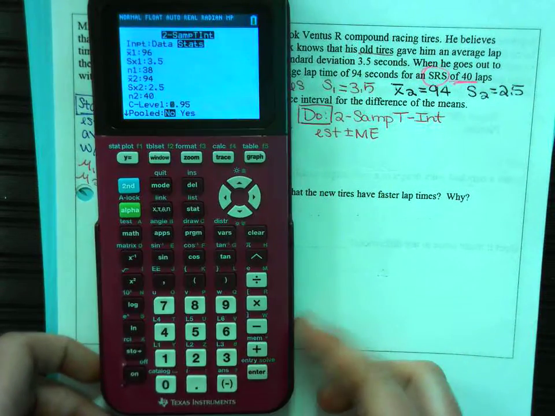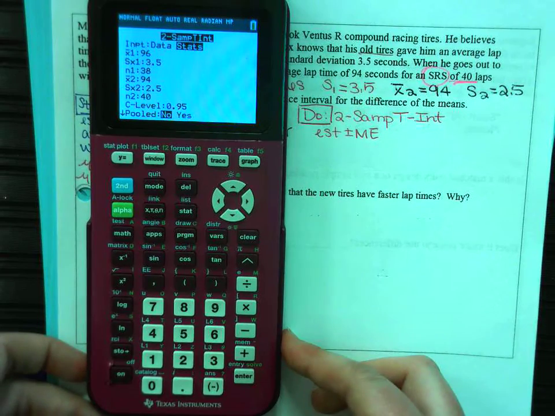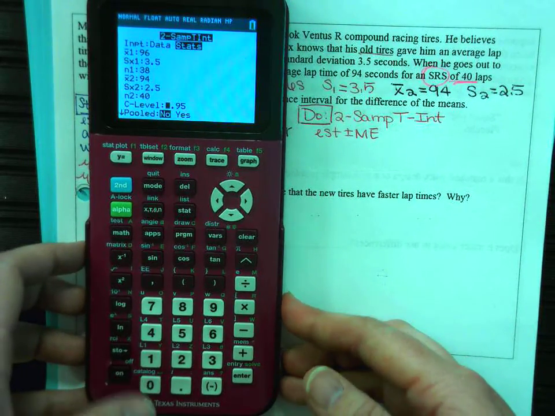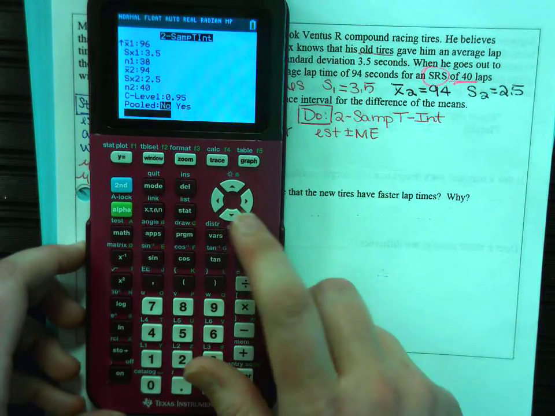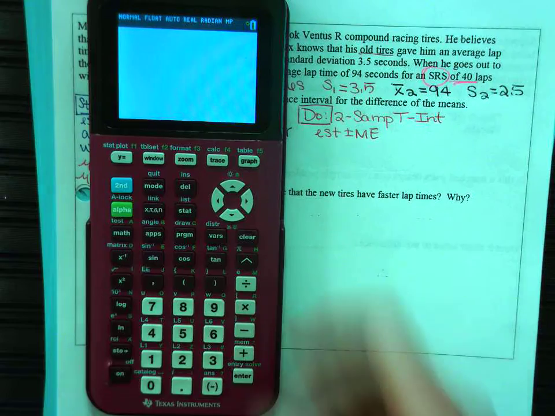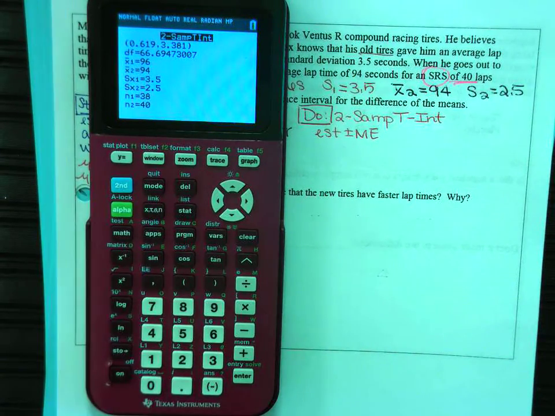What's pooled? You don't need to worry about pooled. Is this question pooled? No. Will you tell us if it is pooled? Yes, I would. But you just said we don't do pooled. Is pooled on the AP test? No. Then what is it for? It's for more advanced statistics, calculus-based statistics. That's why we're not going to use the pool.